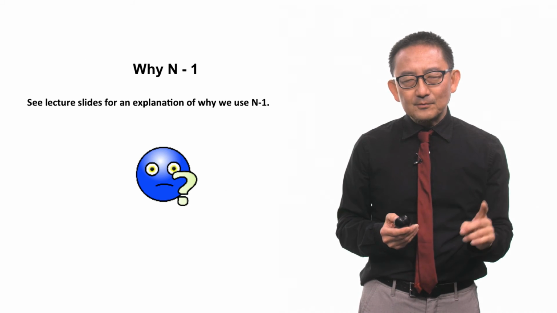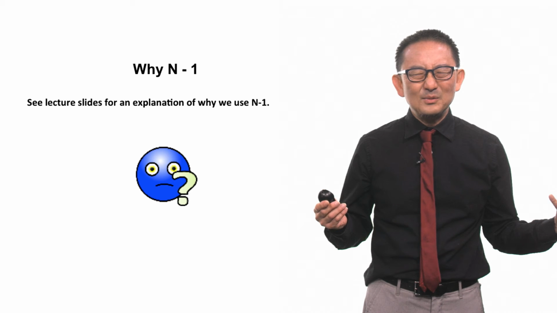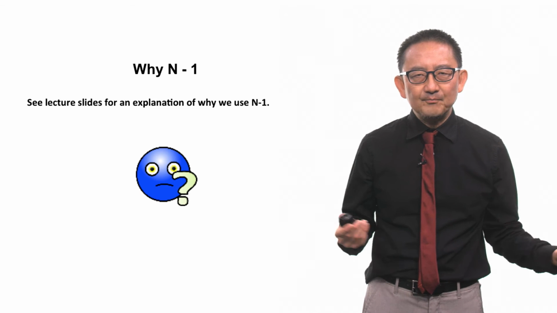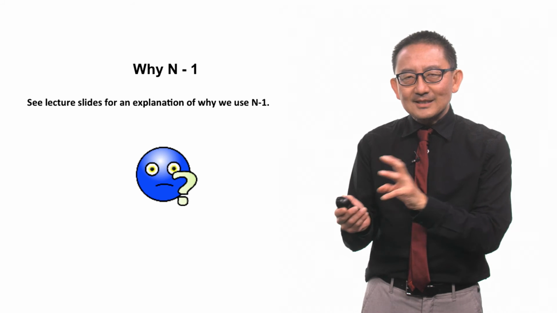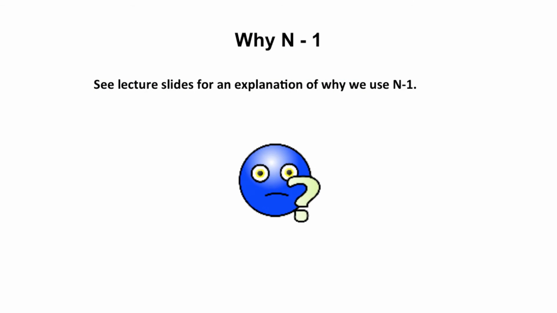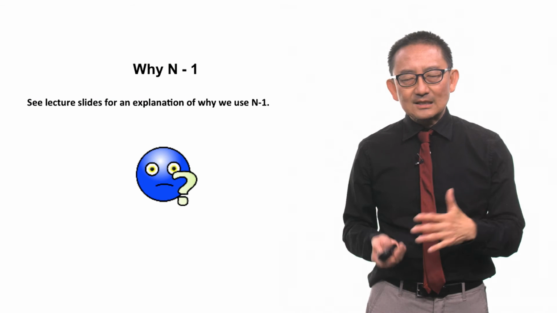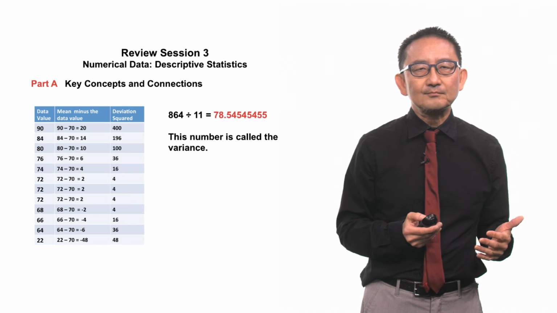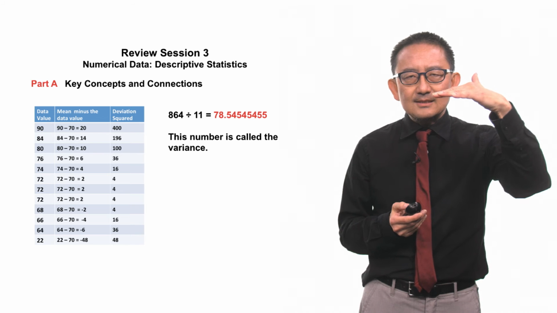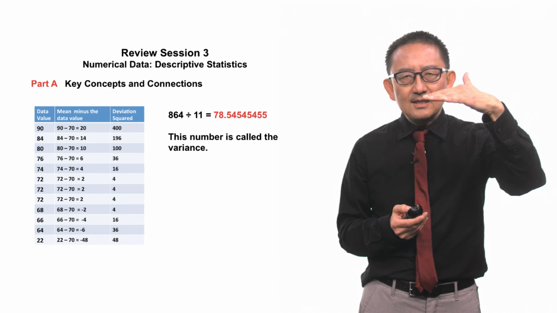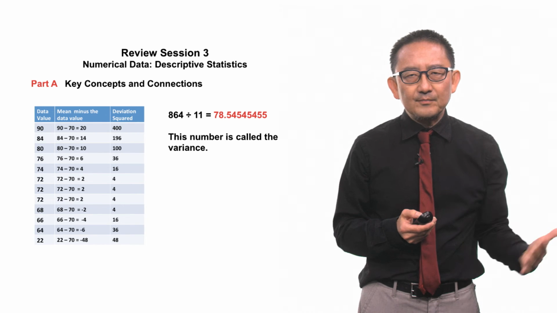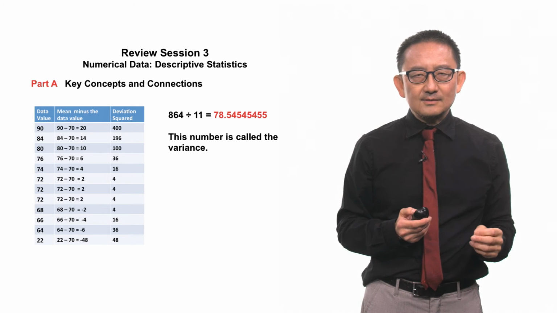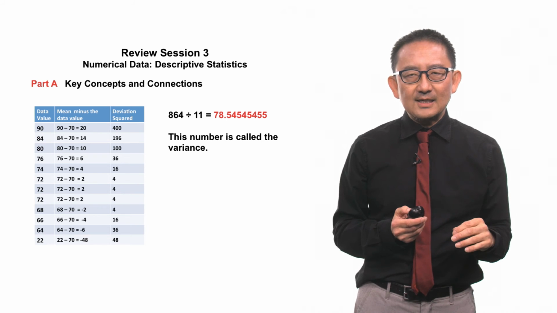But before I go any further, you might be asking the question, why do we subtract n minus 1? Where did that come from? Well, it's not germane to my explanation of what we're doing right now. What I can say is that Dr. Fossey talked about why n minus 1 in his lecture. So go back and refer to that if you want clarification on why we use n minus 1 versus just a plain n. Okay, so we take the total divided by 11, and we get 78.54. This number is called the variance.